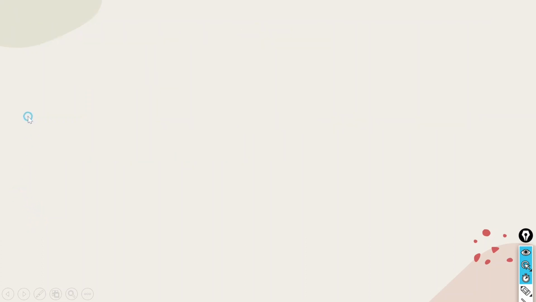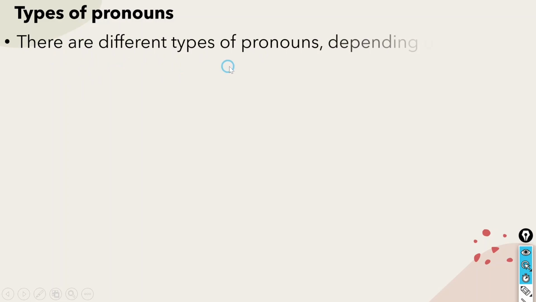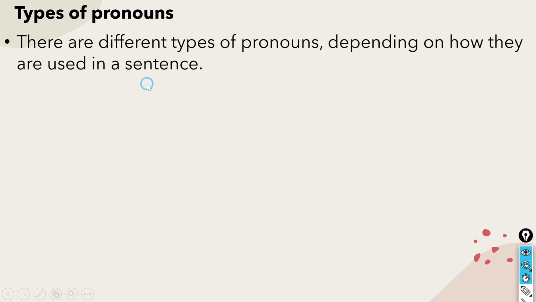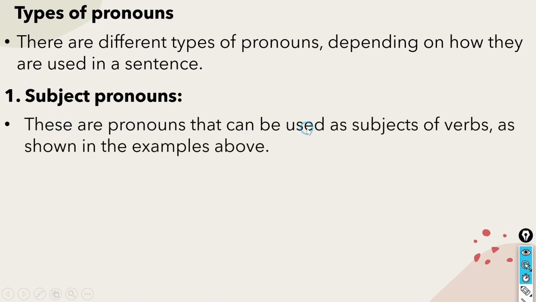Alright, so let's proceed. Now we are going to look at types of pronouns. There are about four types of pronouns which you need to know, guys. There are different types of pronouns depending on how they are used in a sentence. Number one is subject pronouns. What are they? These are pronouns that can be used as subjects of verbs, as shown in the examples above, like he loves her. Those pronouns that can act like subject of verbs can be referred to as subject pronouns.